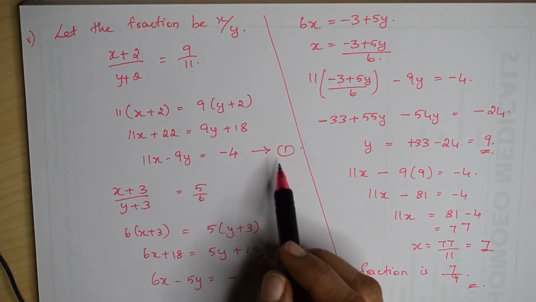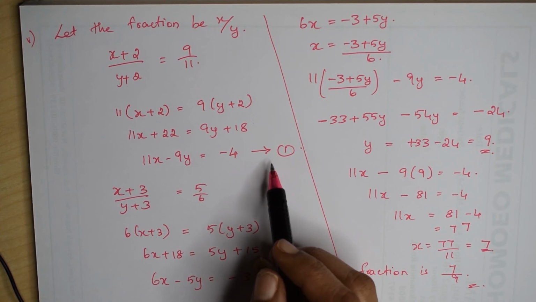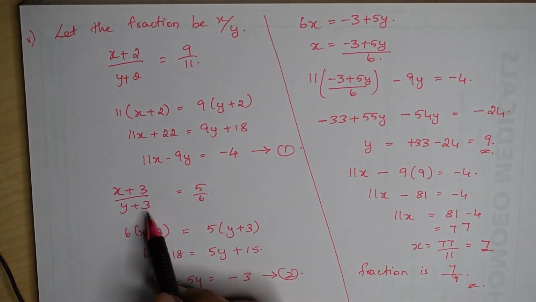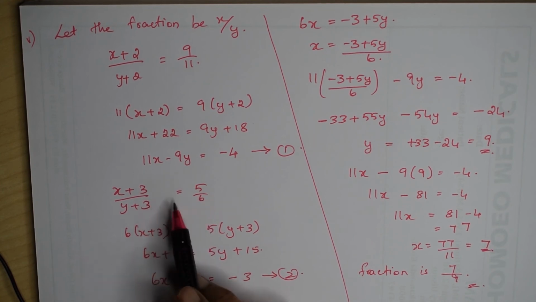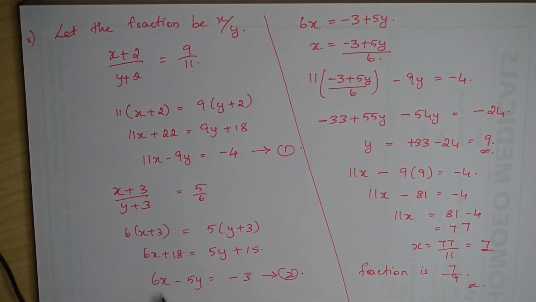And the second part of the question is, if 3 is added both to the numerator and denominator, the fraction becomes 5 by 6. Again I do the same procedure, I cross multiply 5 and 6. Accordingly the equation becomes 6x minus 5y is equal to minus 3. This becomes the second equation.